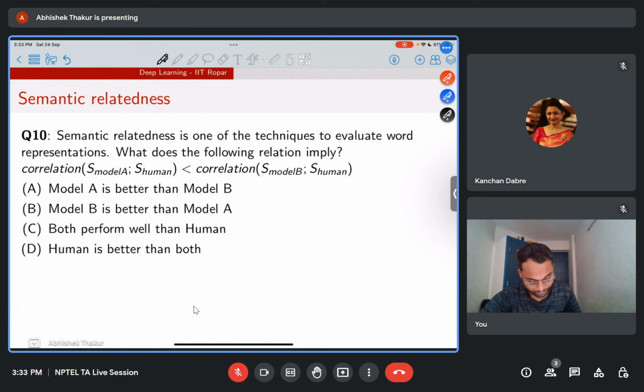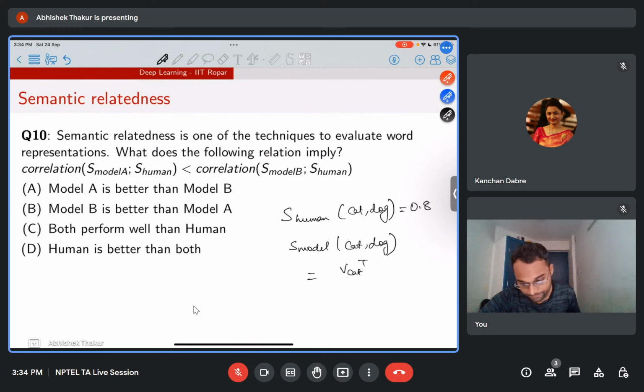Let's suppose that there is a picture of a cat and dog, and this is given to the human, and human predicted it as similar with 0.8. And if a model also predicts it as 0.7, then these are almost similar. So this is a very good model. If let's suppose the value is here 0.1, then this model is a very poor model.